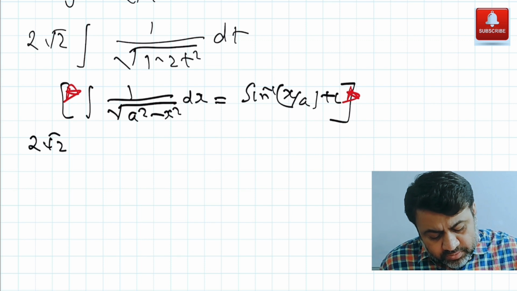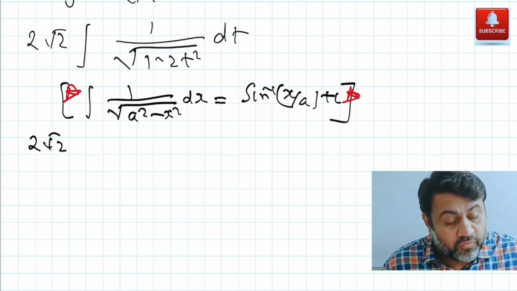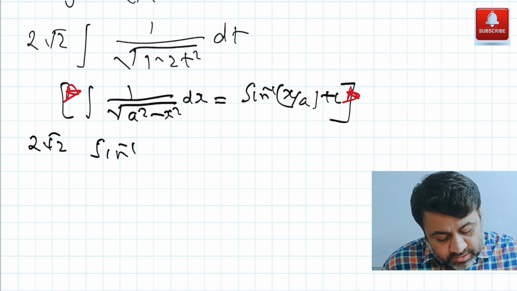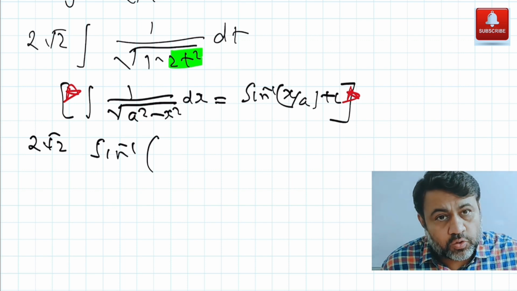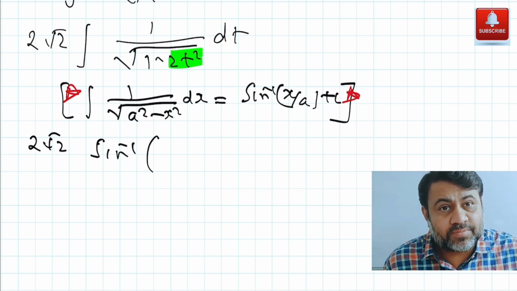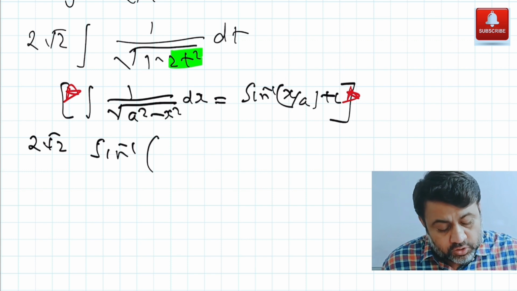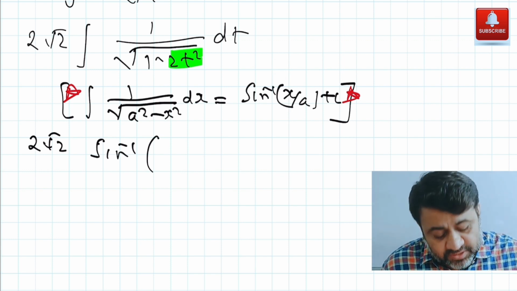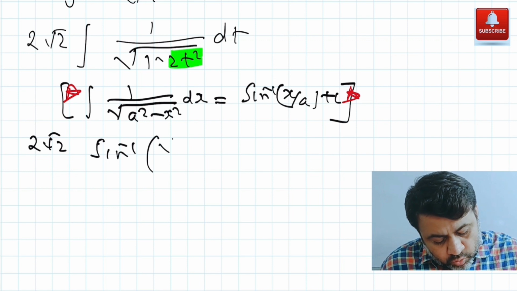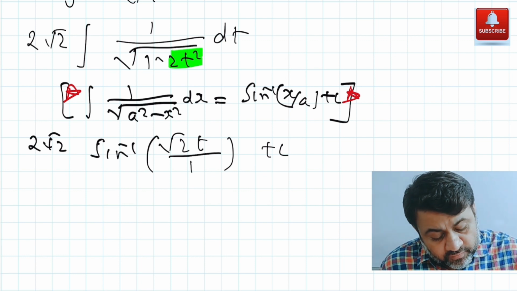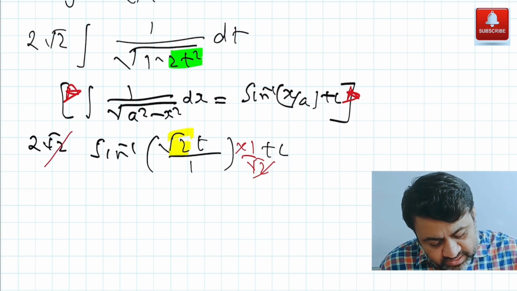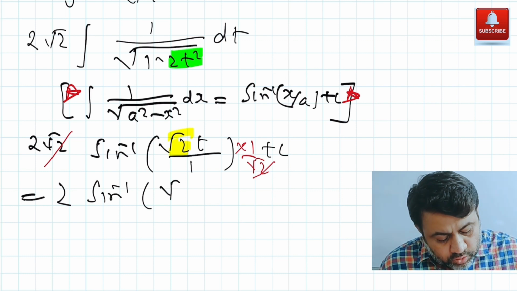So this 2 root 2 I am still keeping outside as it is and हम लोग formula apply करते हैं. अभी we get sin inverse of, so यहाँ पे we have 2t square which I'll observe as root 2 times t the whole square. ठीक है, so my variable here is root 2 times t. So I am just going to write this as root 2 times t everything by 1 plus c. Again coefficient of t here is root 2, so don't forget to multiply 1 by root 2 कर दिया हमने. root 2 is getting cancelled. My final answer will be 2 times sin inverse root 2.